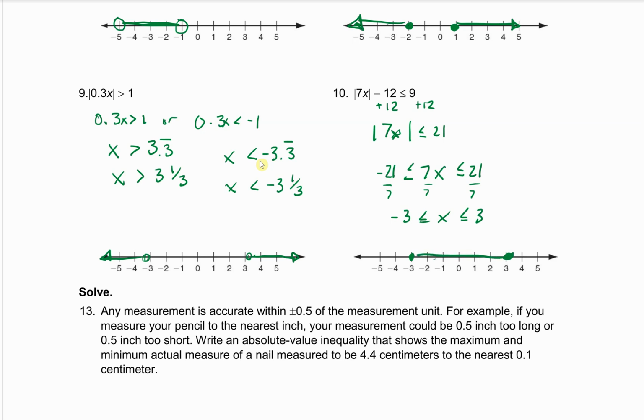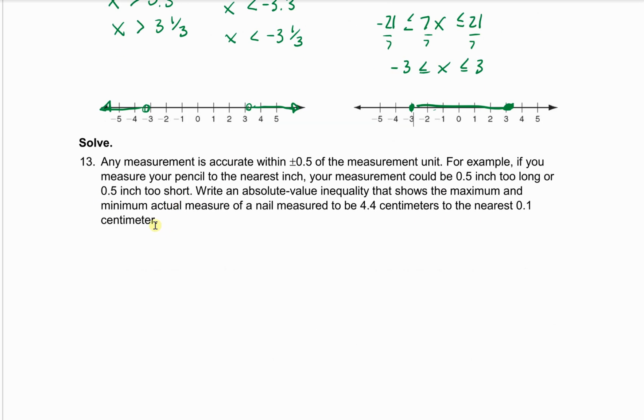Boom. All right. Story problems that involve absolute value are basically range type of problems. You will see some of these in your homework. Here's what you're going to have to do to set it up. So let's take a look at this.